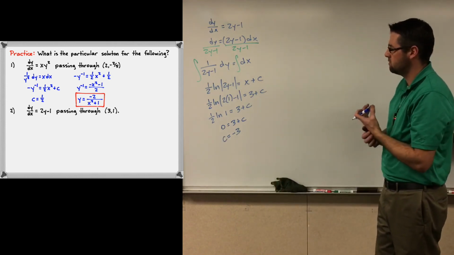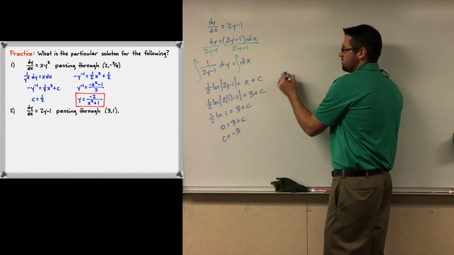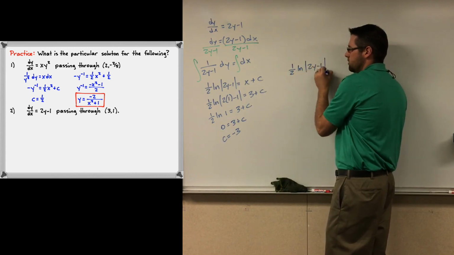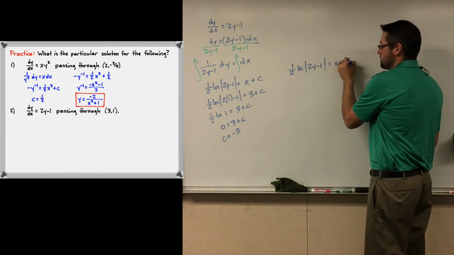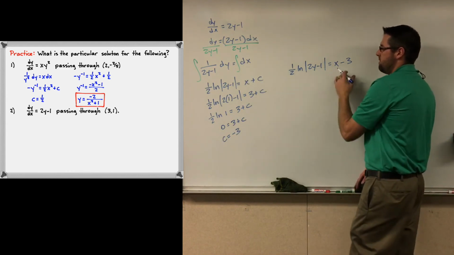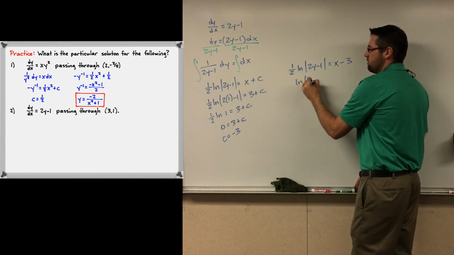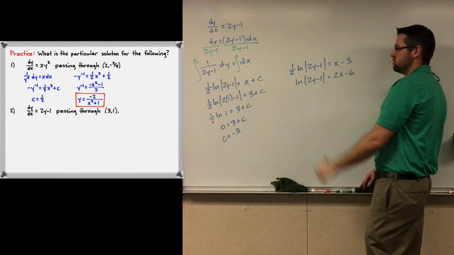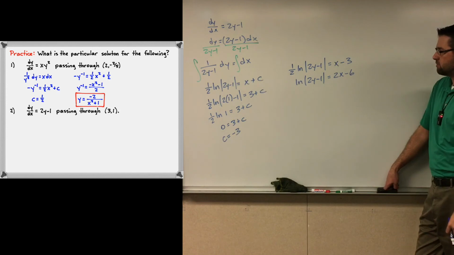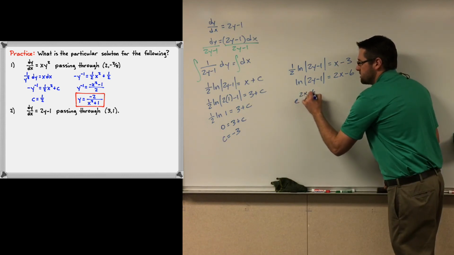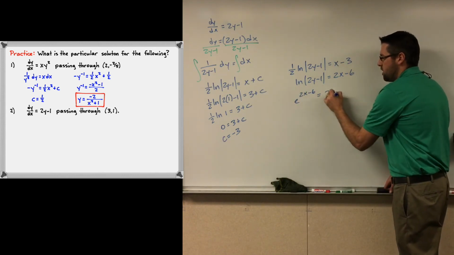Now let's go back and do math. Do algebra. So 1/2 of the natural log of 2y minus 1 equals x minus 3. How are we going to solve for y? Multiply by 2. So we got natural log of the absolute value of 2y minus 1 equals 2x minus 6. Make sure you distribute it. Rewrite it in exponential form. E to the 2x minus 6 equals 2y minus 1.